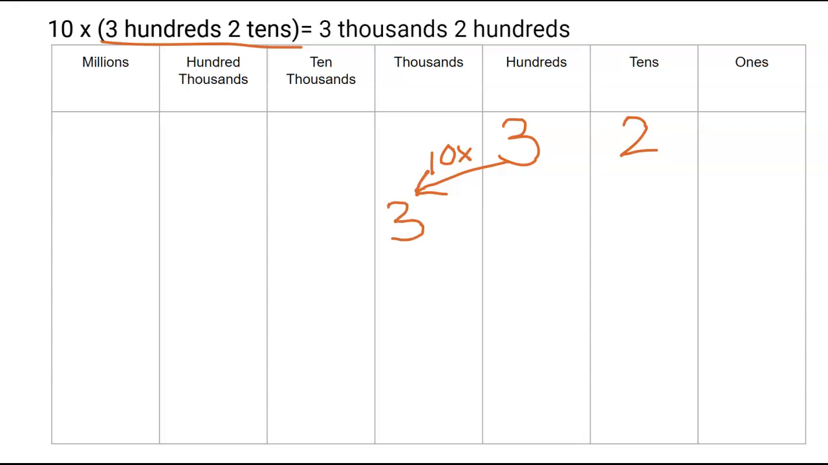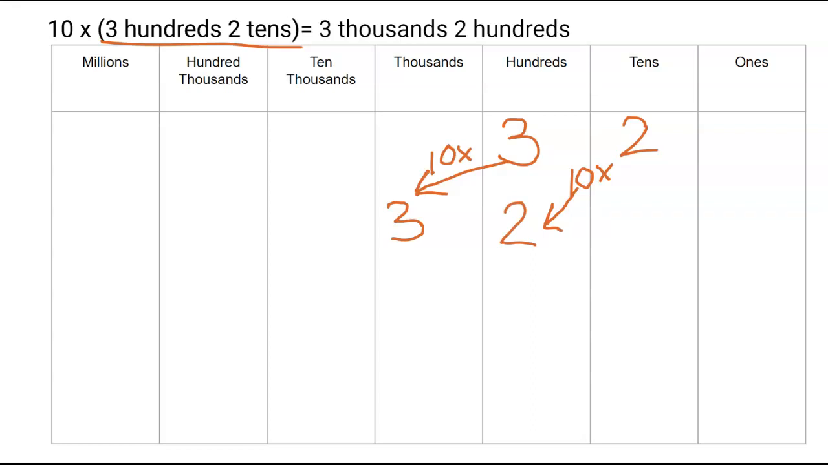I'm going to do the same thing to the 2. So I'm going to take my 2 tens, and I'm going to multiply that by 10. I need 10 groups of 2 tens, and that's going to bring me over here to the hundreds place, which would now give me 2 hundreds.